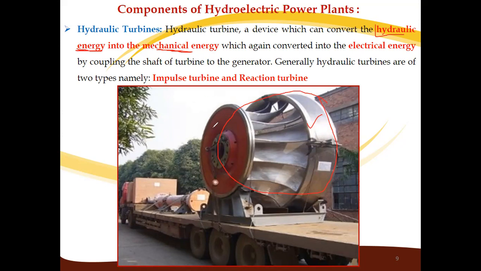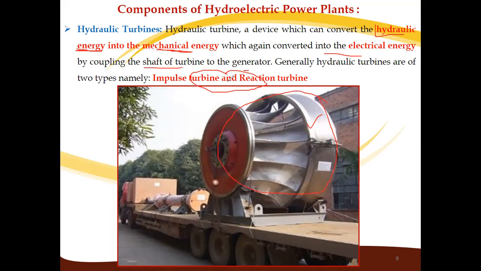And this turbine is connected to a generator, which converts mechanical energy into electrical energy by coupling the shaft of the turbine to the generator. Generally, there are mainly two types of hydraulic turbine. One is the impulse turbine and another is the reaction turbine.